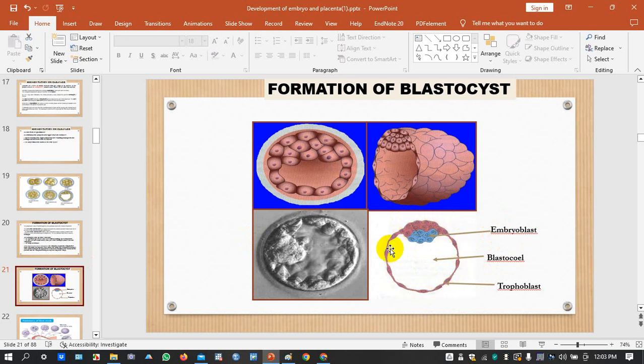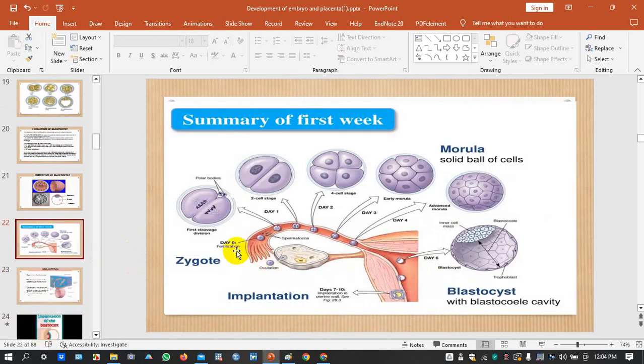Trophoblast. Okay, so another diagram is the same thing. Just know this. So this is you. This is you and I. This is how we started, as a clot of blood. Okay, so we have another explanation.